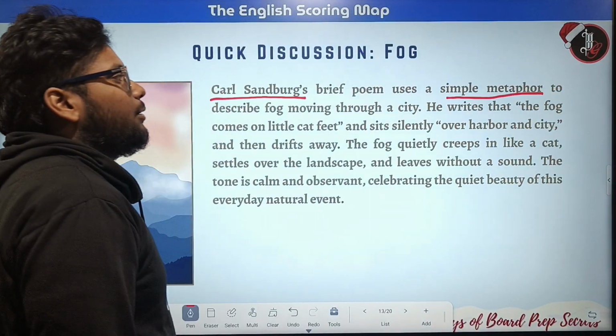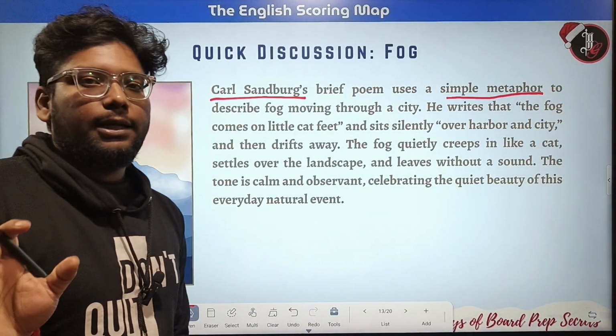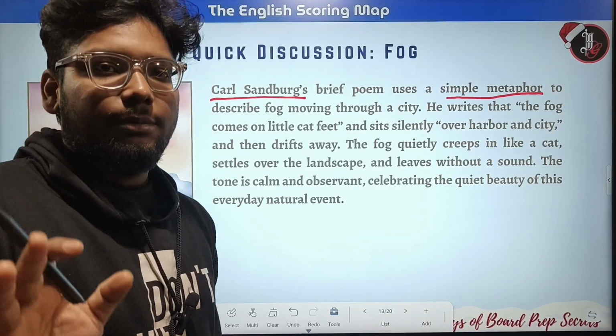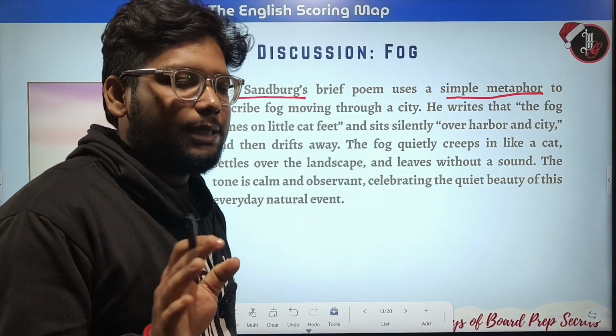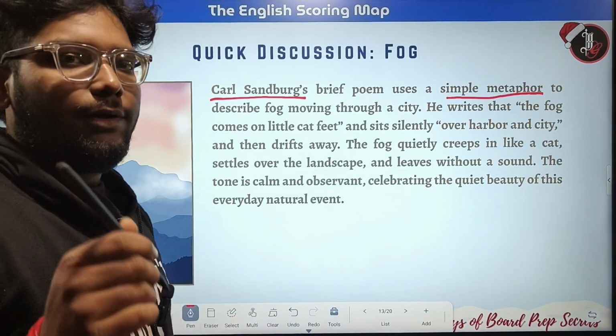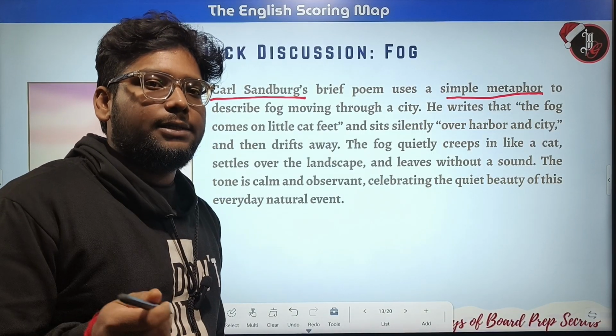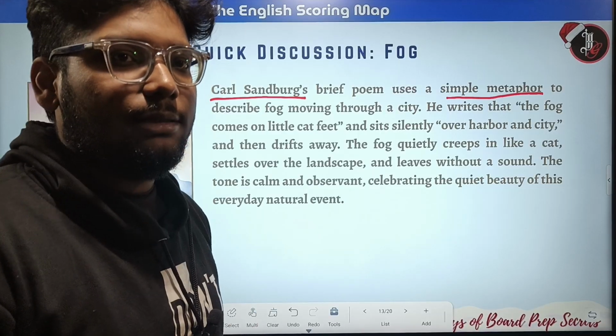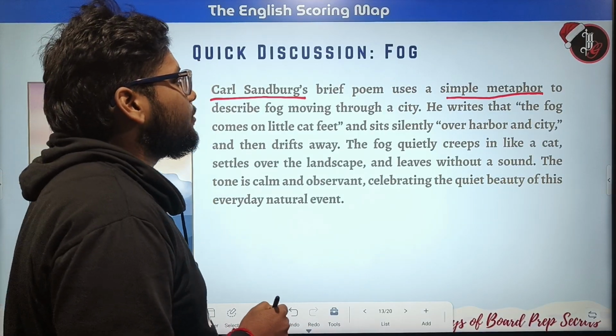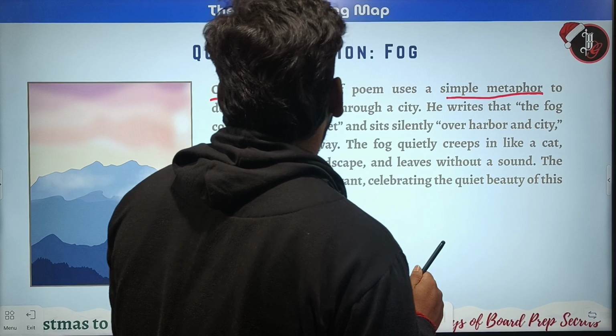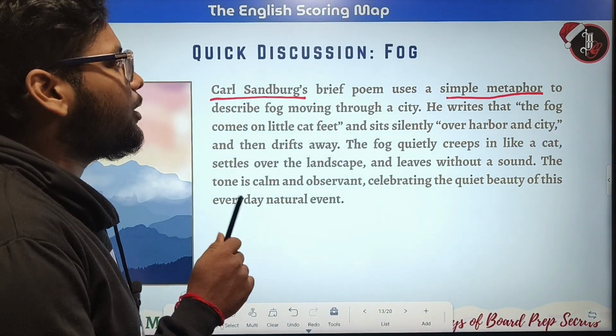As we are studying in class 10, we are getting ready for the boards. We all know what a metaphor is. If you have any problem understanding metaphor or any poetic devices, please let us know in the comment section. The poem uses a simple metaphor to describe fog moving through a city.